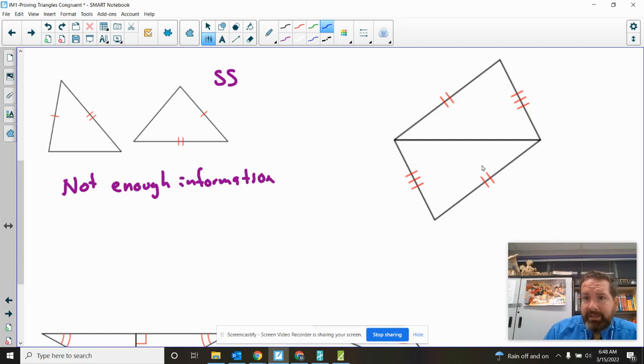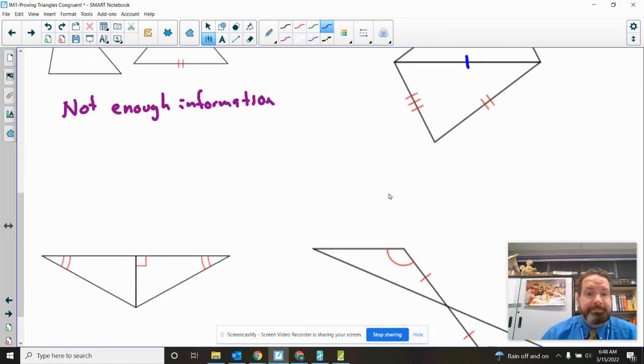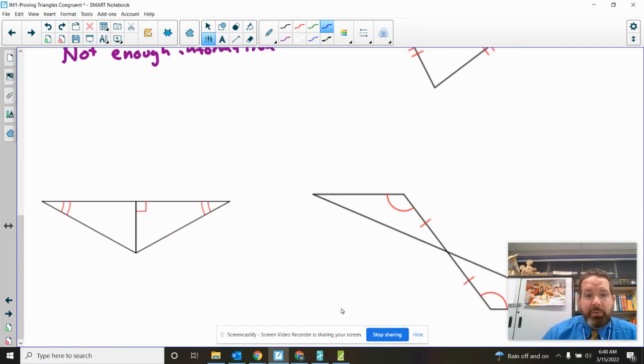Okay, I've got those sides that match with the 2 marks, these sides that match with the 3 marks, and this diagonal across the middle is the same as itself. So in the top triangle, I've got sides 1, 2, and 3. In the bottom triangle, I've got sides 1, 2, and 3. Yes, these are the same by S, S, S. Okay, a couple more here.